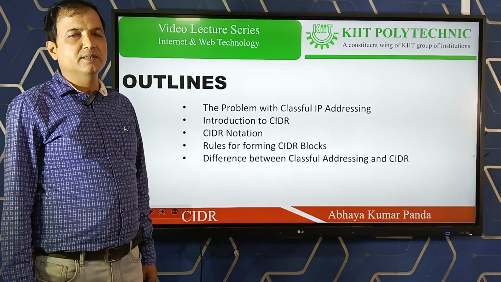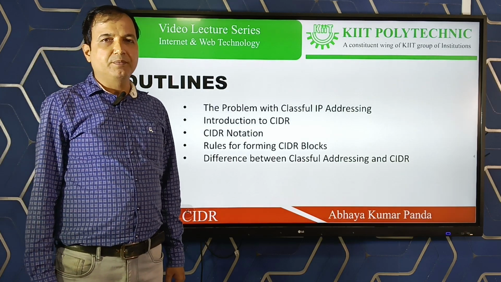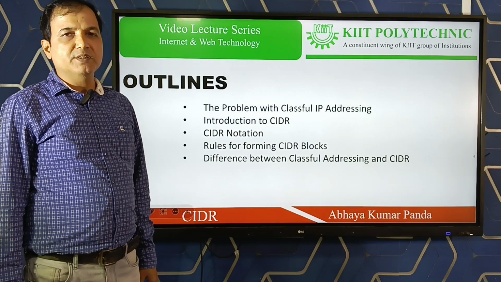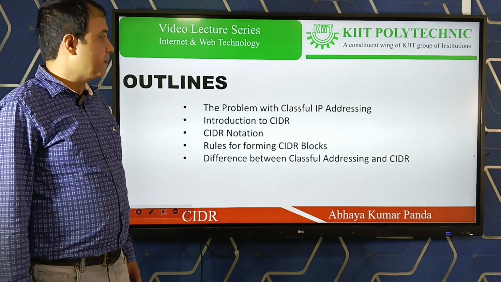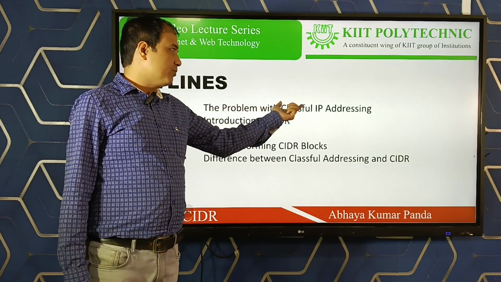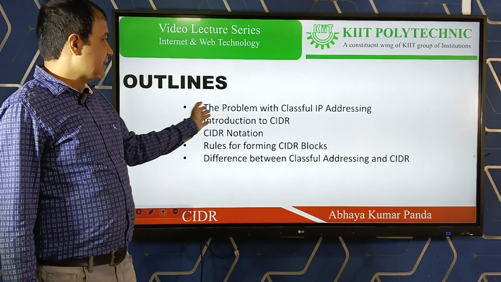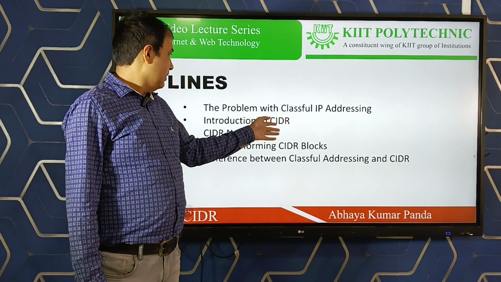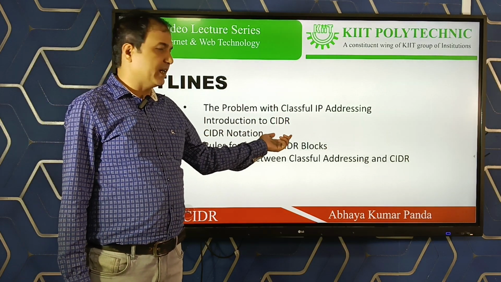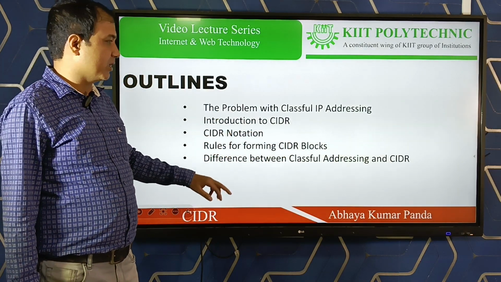In the previous class, we discussed the IP address and IP addressing using classful addressing. In this lecture we will discuss the problems of classful IP addressing and a new technique, classless interdomain routing, then its notations and rules for forming CIDR blocks, and the difference between classful and classless interdomain routing.